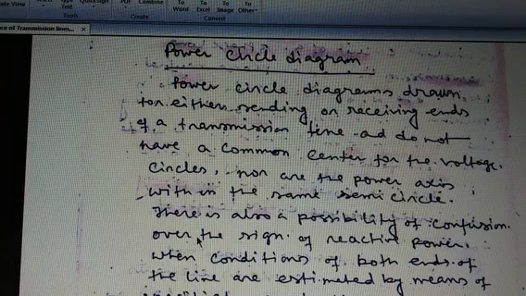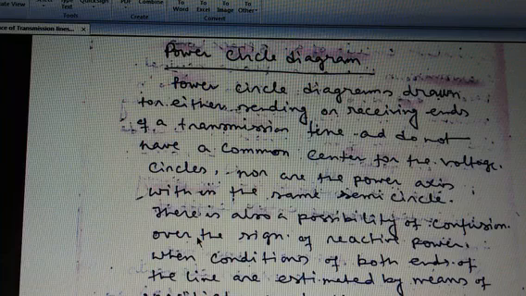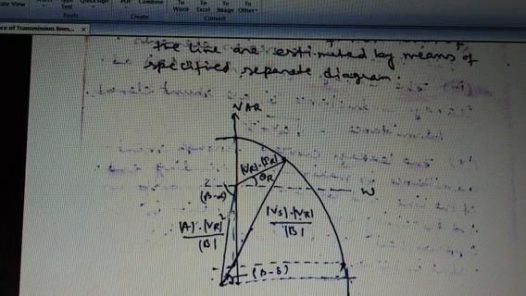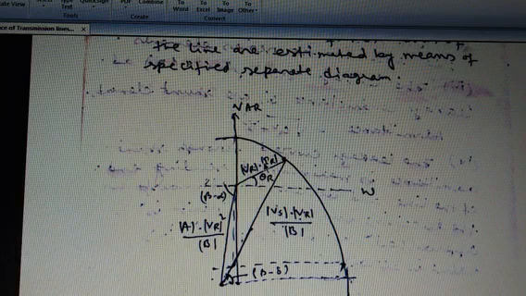There is also a possibility of confusion over the sign of reactive powers. When considering both ends, the line is estimated by means of specified separate designs. So this is the circle diagram, and this is the reference, and this line is the mod of Vs and mod of Vr divided by B, and this is the mod of A and Vr, mod of Vr squared divided by mod of B, and this line is the Vr mod and I mod of IR, and this angle is phi r, and that is Vr, and this is the W.